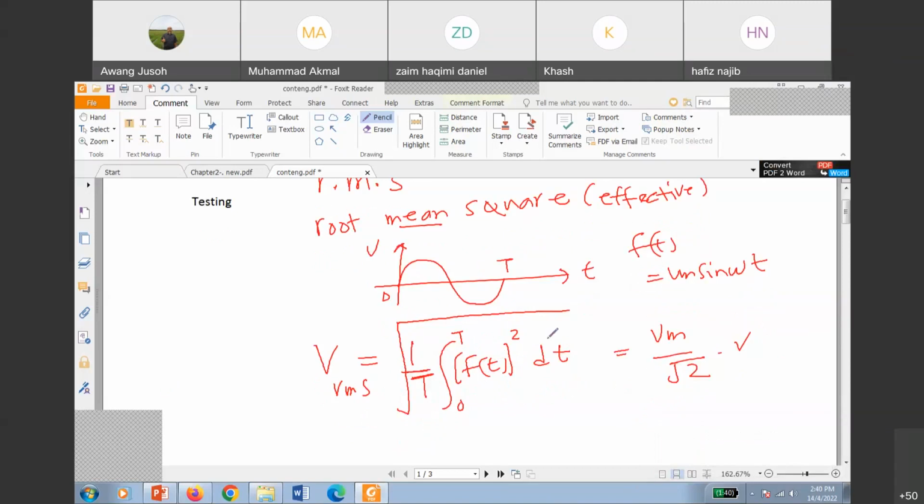What you get here is 0.707 V peak. This is the peak value. Understand? It is simple.